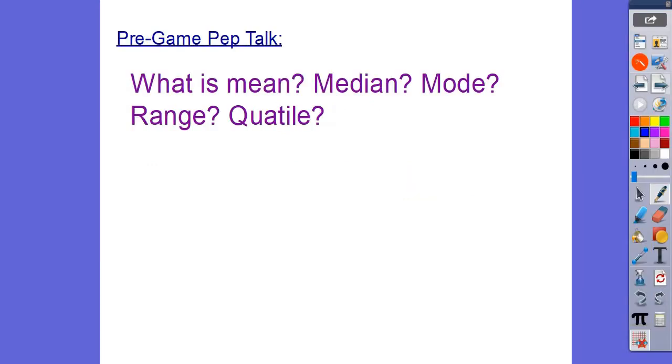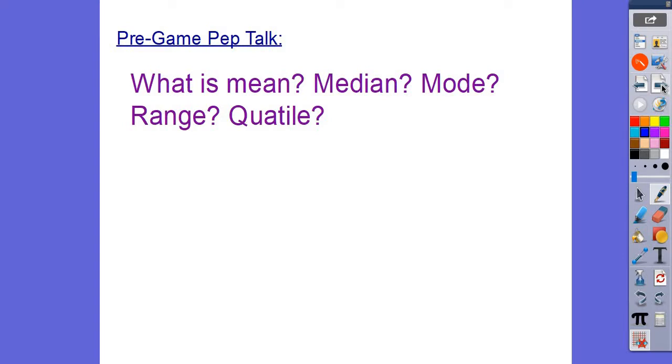In your own words, what does mean? The average. Mean is your average. Median is your middle number when your numbers are in order from least to greatest. Mode is your most common number. Range is the difference between your largest and your smallest number. And then I have a little typo here that's supposed to say quartile.